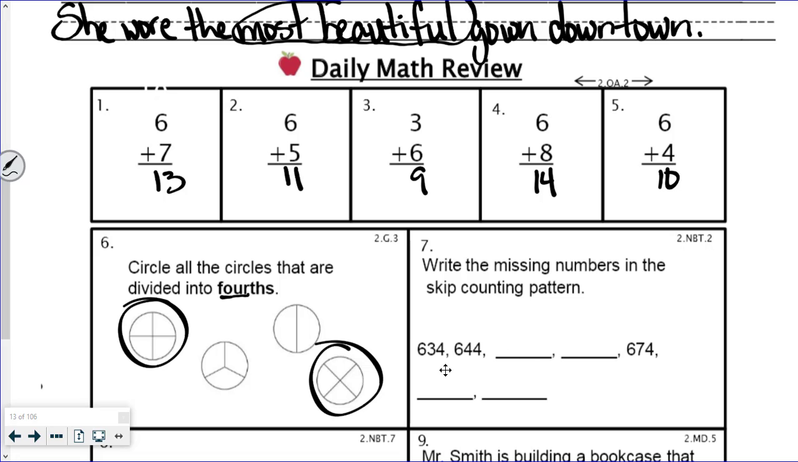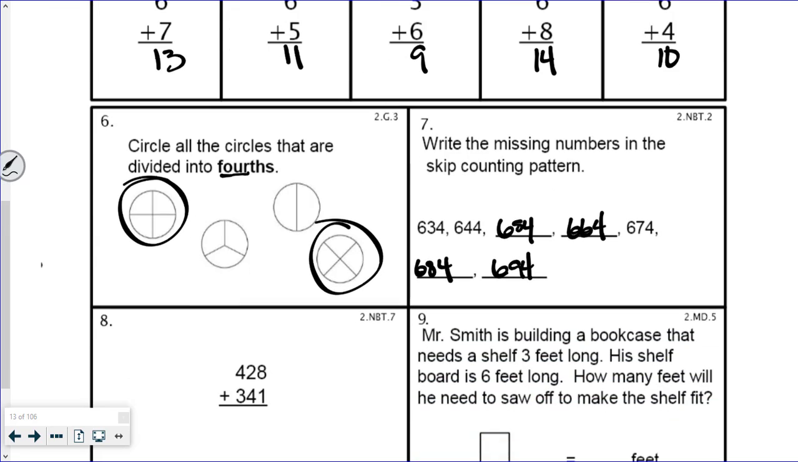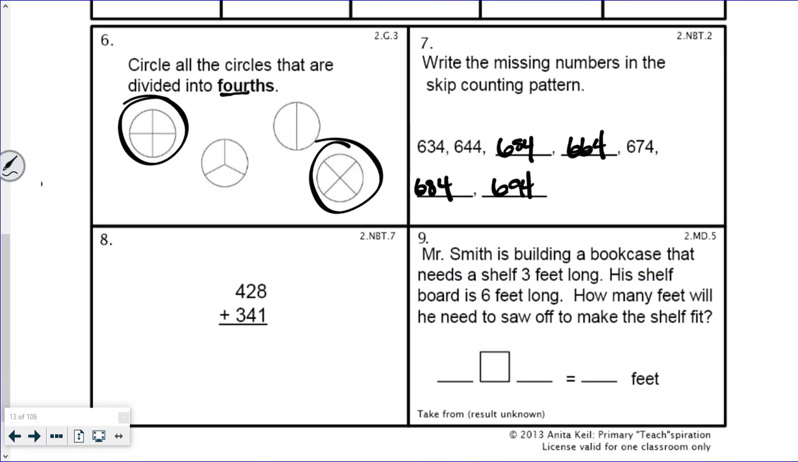Write the missing numbers in the skip counting pattern. So each time we're adding 10: 634, 644, 654, 664, and then 674, 684, 694. And we'll scroll down, add up 428 plus 341. Add the ones, add the tens, add the hundreds: 769.